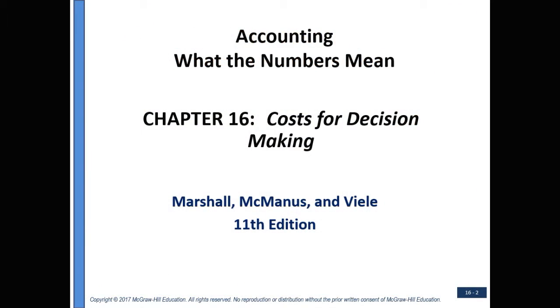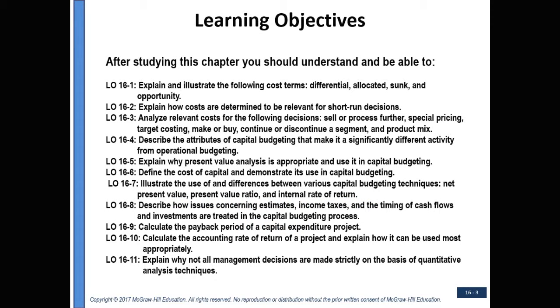Chapter 16, Costs for Decision Making. Through this chapter, you're going to look at explanations and illustrations for some of the different cost terms, such as differential, allocated, sunk, and opportunity. Explanations on how costs are determined to be relevant for our short-run decisions.